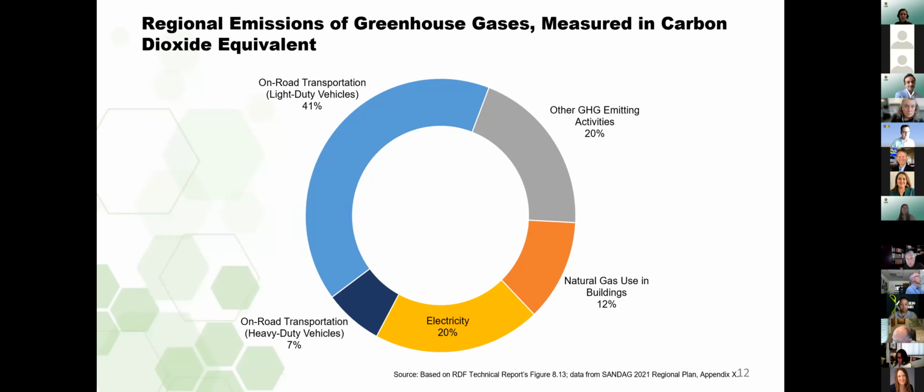Regionally, the single largest contributors to greenhouse gas emissions are, in order, on-road transportation of light-duty vehicles, electricity generation, natural gas use in buildings, and on-road transportation of heavy-duty vehicles. Together, these 4 emissions categories account for 80% of regional emissions. These emissions are measured in carbon dioxide equivalent, which is a way to compare the planet warming effects of carbon dioxide, methane, nitrous oxide, and other greenhouse gases using a single metric.